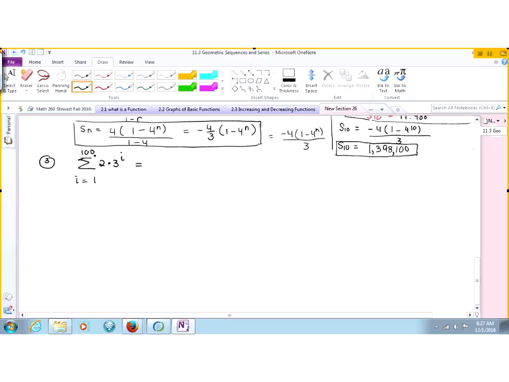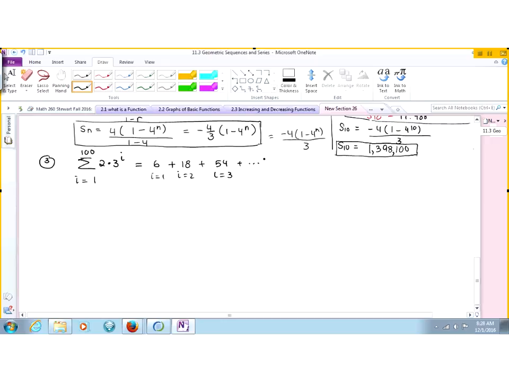What does the sigma mean? You're adding, right? So what is the first term? When i is 1, what will this be? 6. When i is 2, what will this be? 2 times 9, which is 18. When i is 3, it is 2 times 3 cubed, so 54.